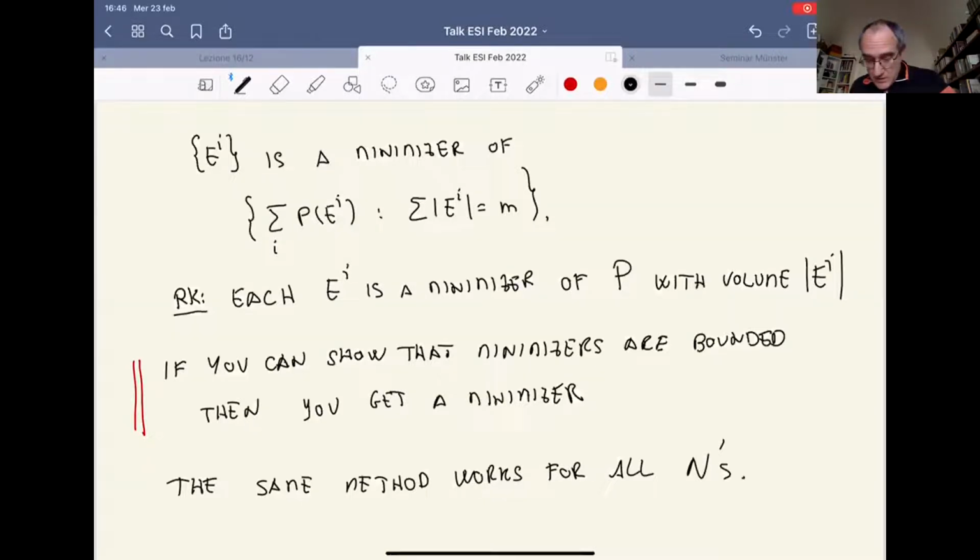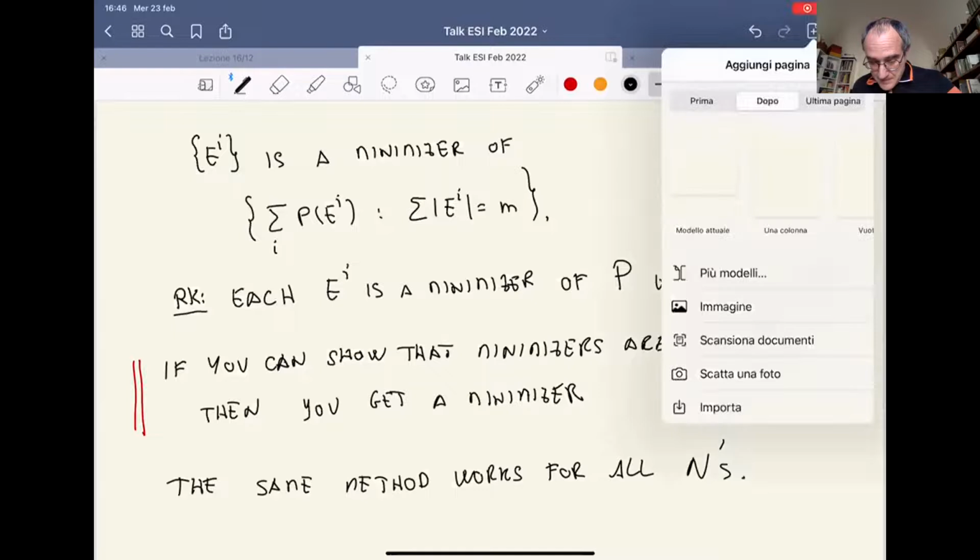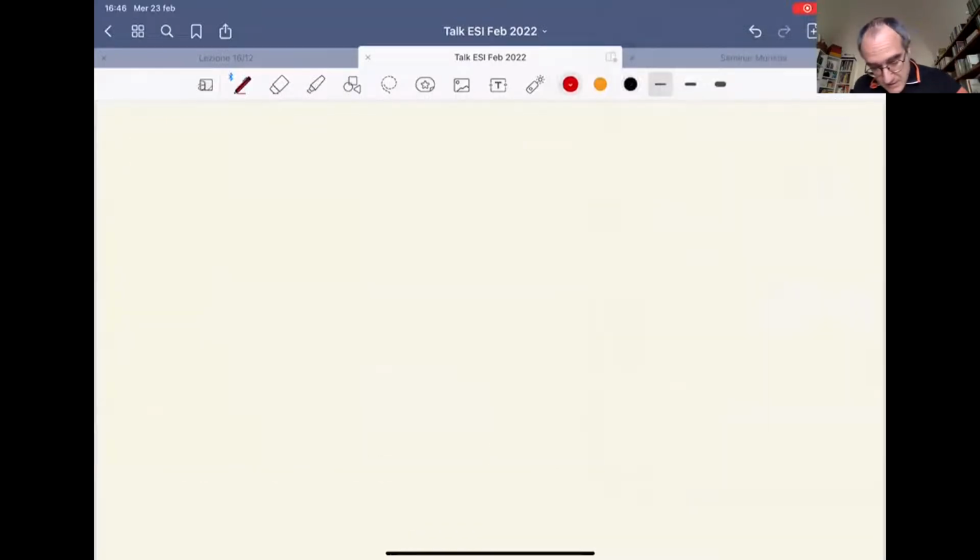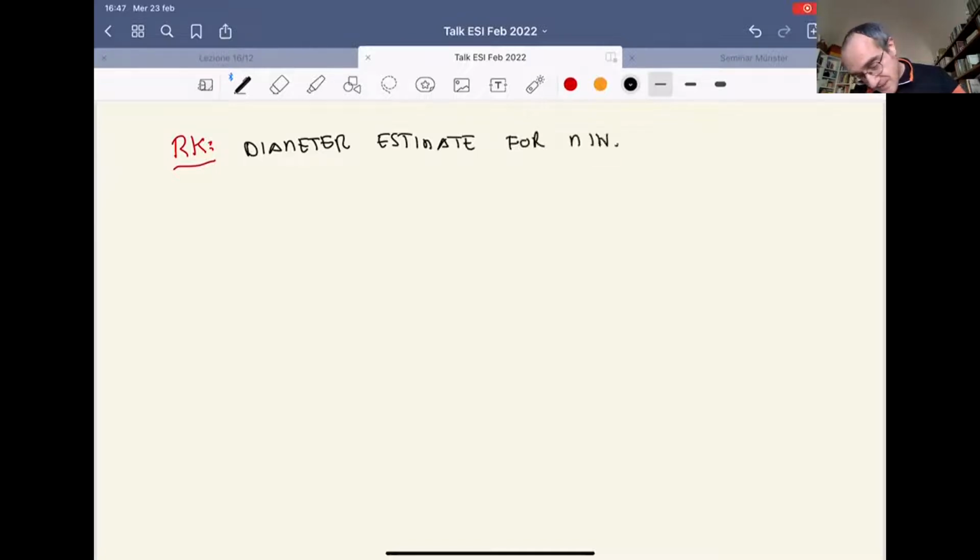Okay, now a little remark. A little observation here is that density and diameter estimates for clusters are more difficult. So while the compactness part is all the same, diameter estimates for minimizers are more difficult for clusters.